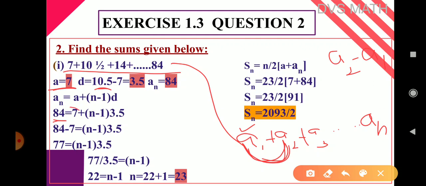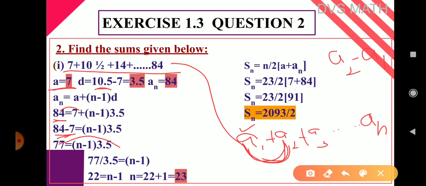Now let us take 7 to the LHS, it becomes minus 7, so 84 minus 7. As we did in exercise 1.2, finding the n value, we follow the same method here. So 84 minus 7 gives 77, equals n minus 1 into 3.5. Now 3.5 is multiplied, so if we take it to the LHS it becomes division. So 77 divided by 3.5.